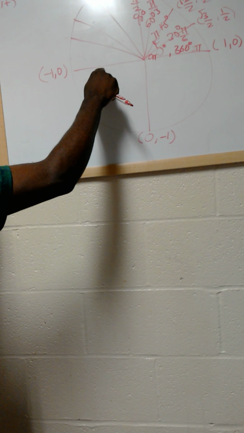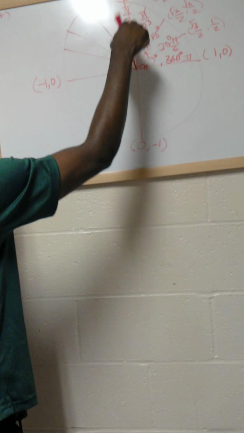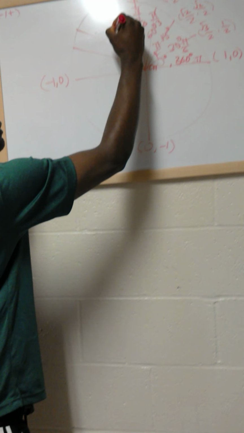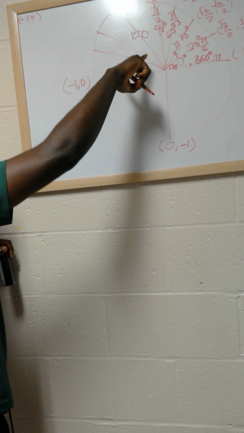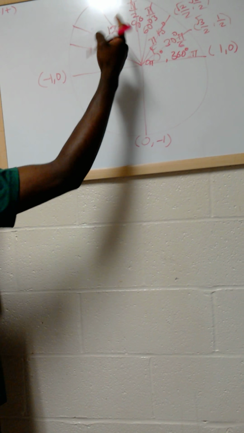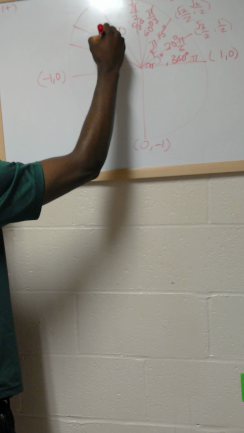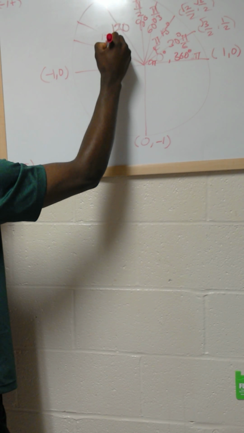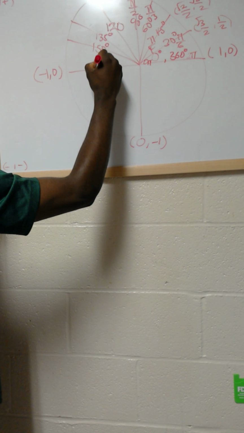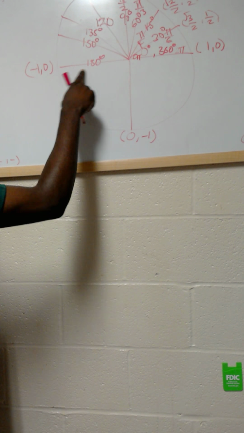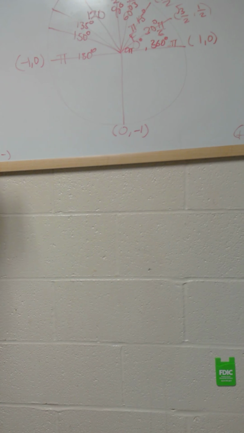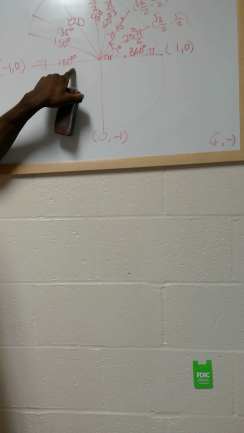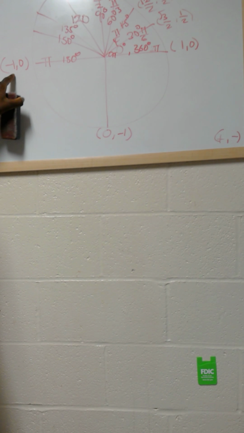And with the same rule, 30, 15, 15, 30. So you add 90 plus 30, which gives you 120, I believe. Yes, 120. And then you add 15, 15, and 30. So from 120, you get 135, you get 150. And then right here is 180 degrees. 180 degrees is also known as pi. So that's the degree, the radian, and the coordinate.